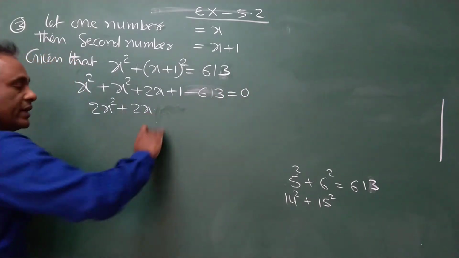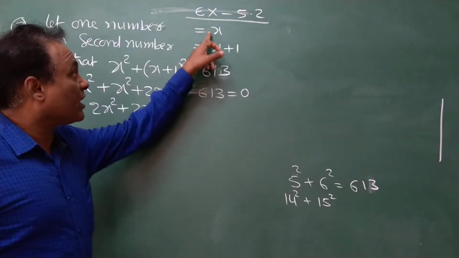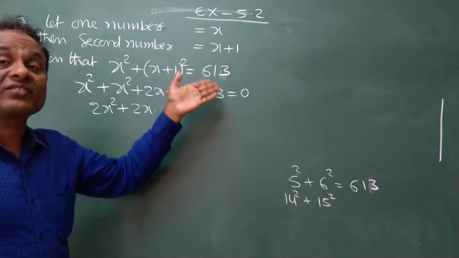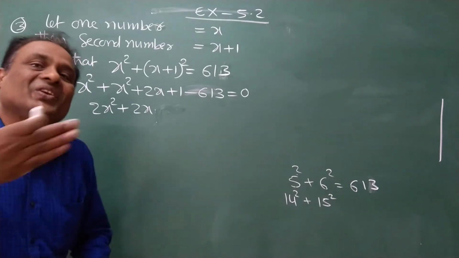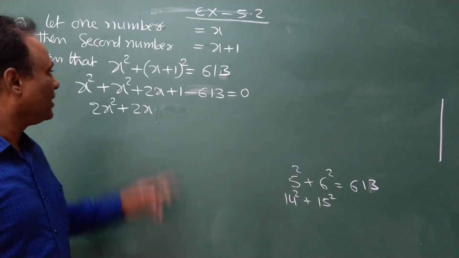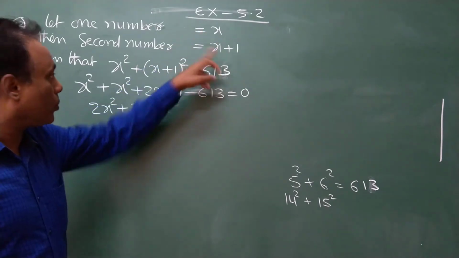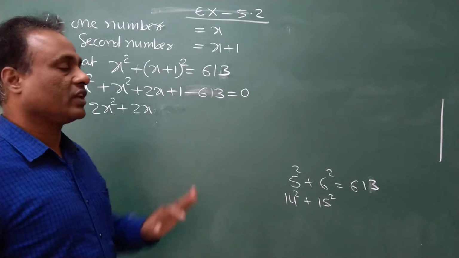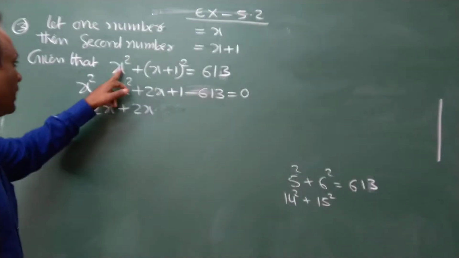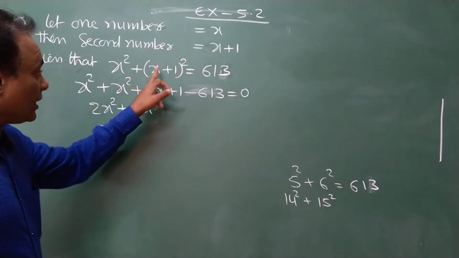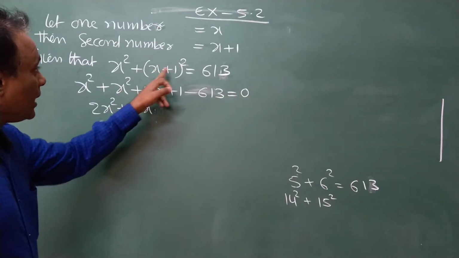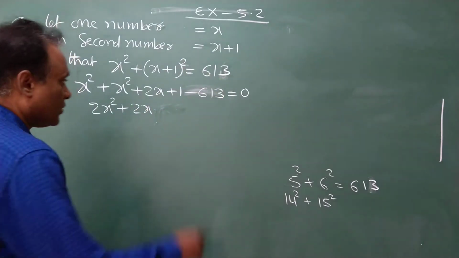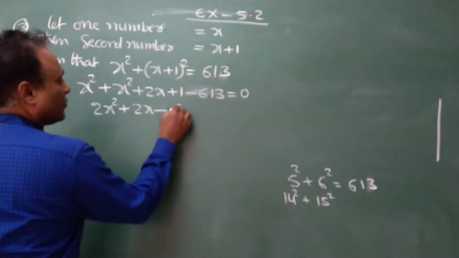Students, first you have to understand how I assume the numbers. Suppose I take the first number as x, the next number will be x plus 1, because consecutive numbers are one after the other. Sum of their squares, square both the numbers and add, the answer should be 613. What are those numbers we have to find? x square plus 2x plus 1, 613 this side minus 613. So 1 minus 613 is minus 612.